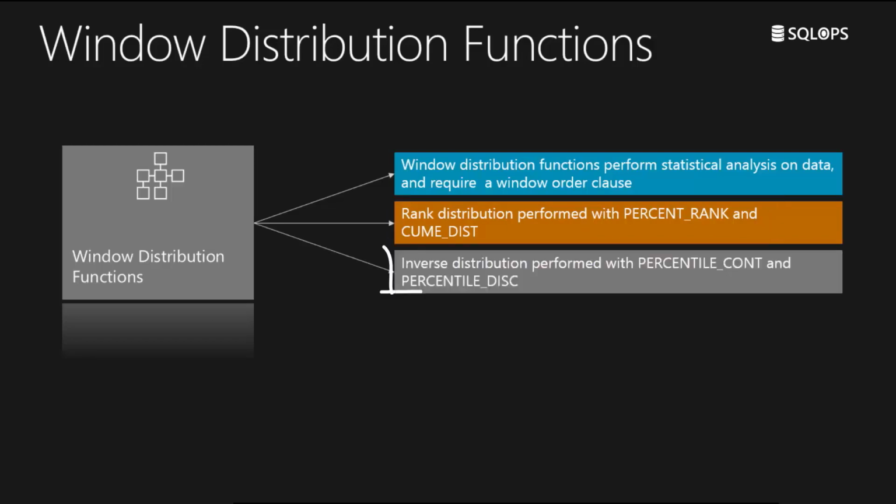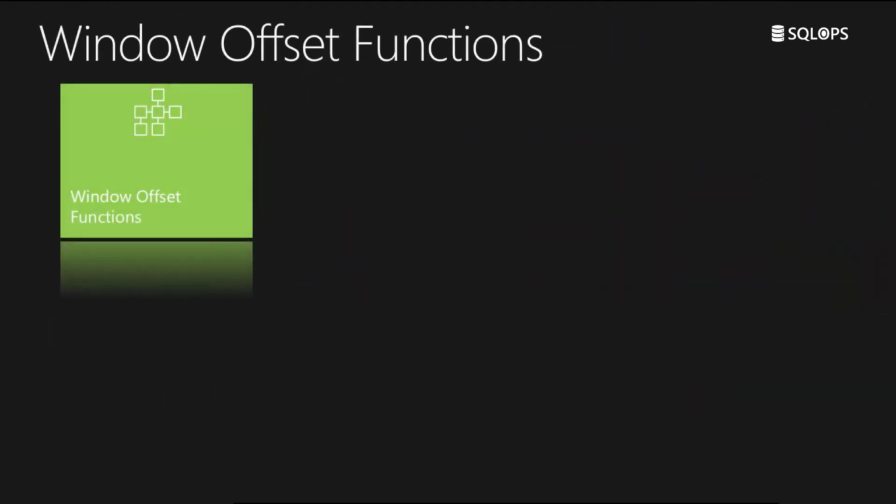It also adds window inverse distribution functions, which are percentile using discrete distribution model and percentile using continuous distribution model. The last two are implemented as window functions and not as grouped ordered set functions. Now let's see what window offset functions are.